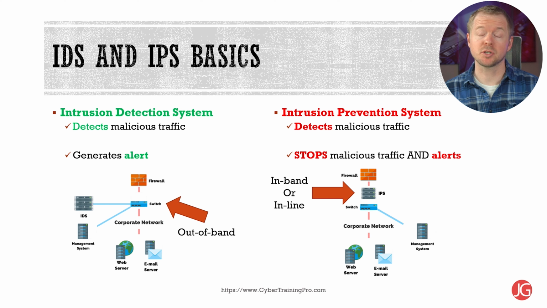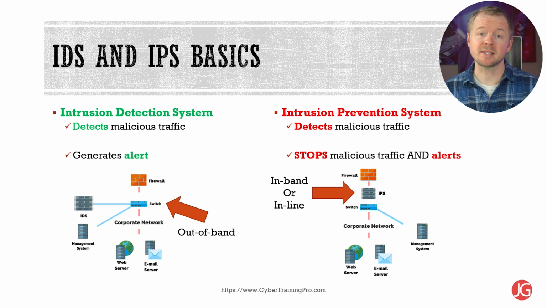IDSs and IPSs are two systems that you're going to hear a lot about in your cybersecurity career. An IDS, or an intrusion detection system, monitors a network, and if it detects any suspicious behavior, then an alert like an email is going to be generated and sent to an administrator. An IPS, or an intrusion prevention system, is very similar to an IDS, except instead of just generating an alert, the system's actually going to stop the attack from occurring.